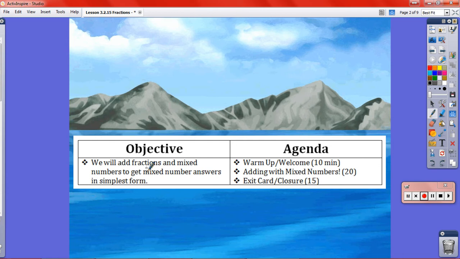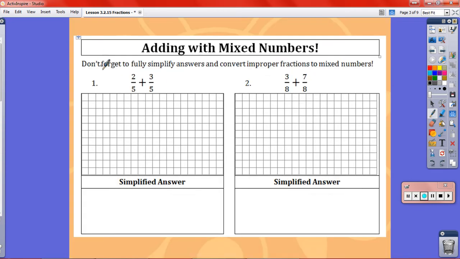So our objective is just adding fractions and mixed numbers to get mixed number answers in simplest form. An answer is not fully correct unless it is in simplest form and it is not an improper fraction. So when you're adding with mixed numbers, the first one's relatively easy.